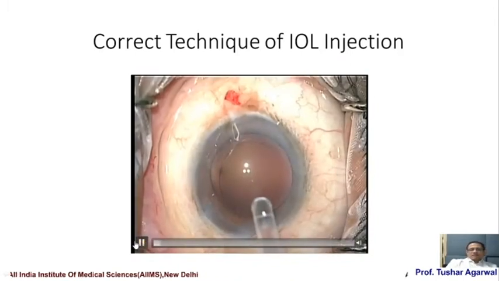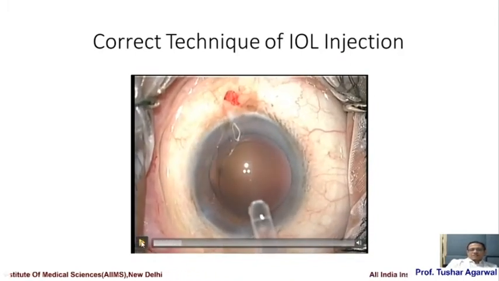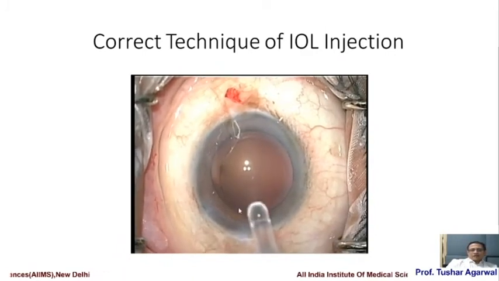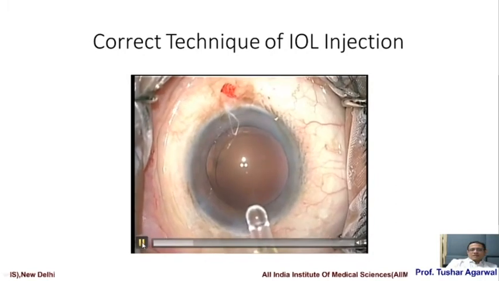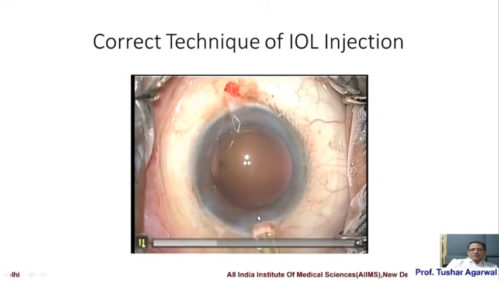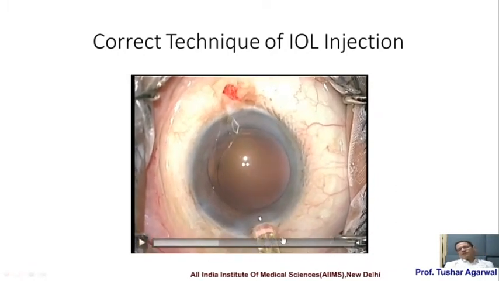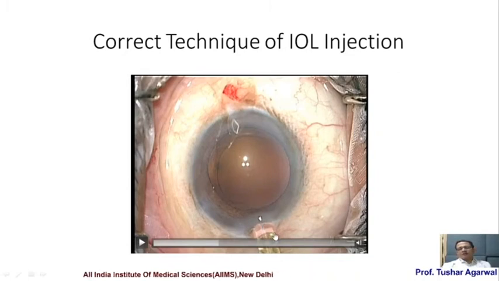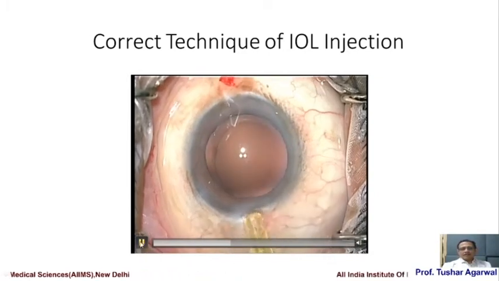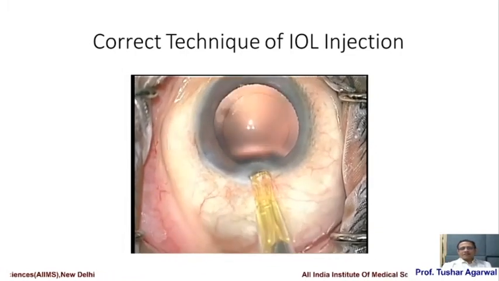So what's the correct way to do this? You bring the cartridge into view under the microscope, and you depress the plunger slowly until you reach this point. Now this point is where the lens is. Normally the cartridge has a bevel tip, so there is a longer area and the shorter area. You want the lens to stop just before the shorter edge of the cartridge bevel, and then you dock it with the incision and then inject.